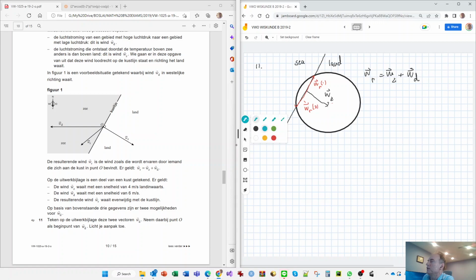We know that the factor WD must be this one or this one. So this is WD in case 1 and this is WD in case 2. And to calculate this, we just need to calculate the intersection of this circle with the coastline.